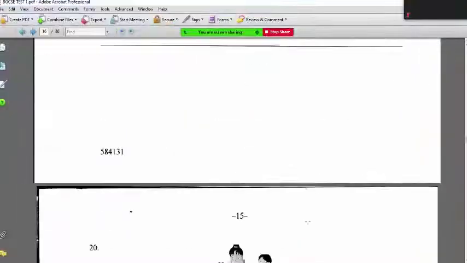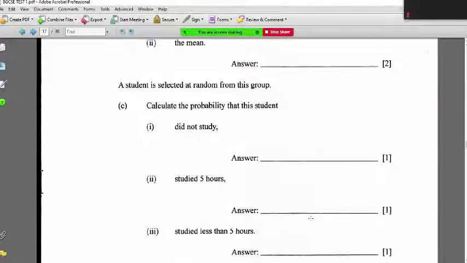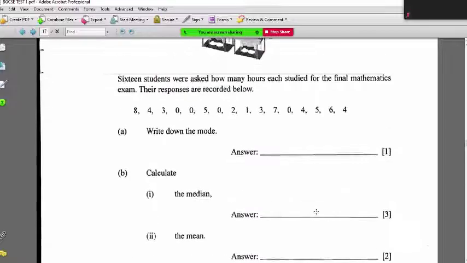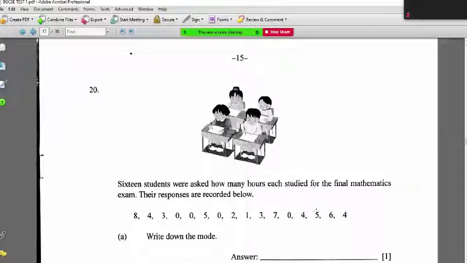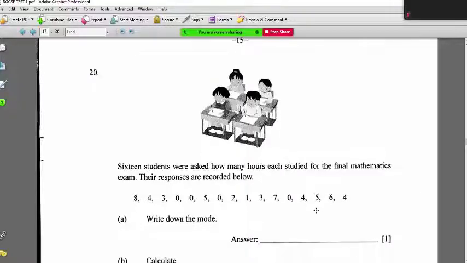And the last problem here is, yeah, it's the last one. And this is going to be statistics. 16 students were asked how many hours each studied for a final mathematics exam. Their responses were recorded below. These are the responses. Write down the mode. So what is the mode? Anytime we're dealing with mode, it's what number occurs the most.